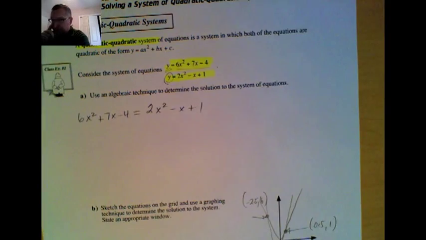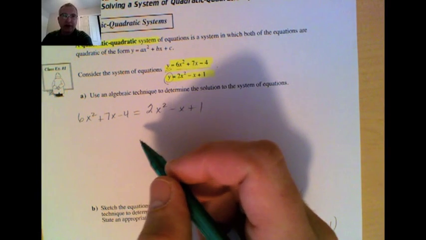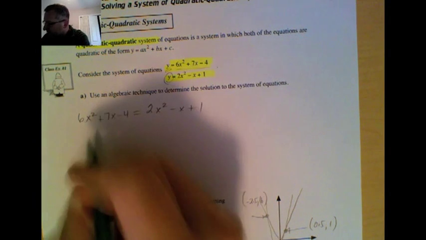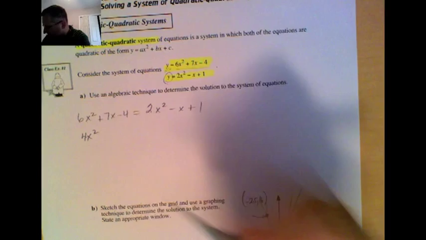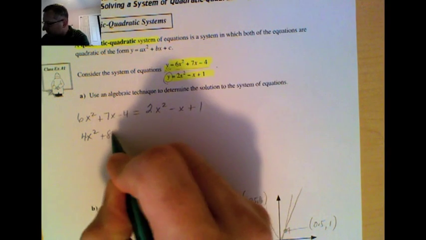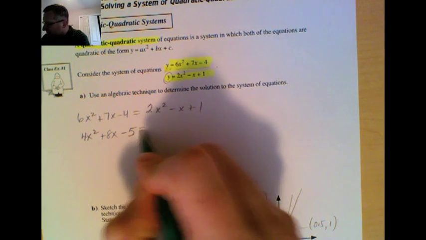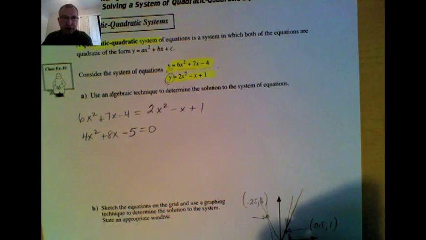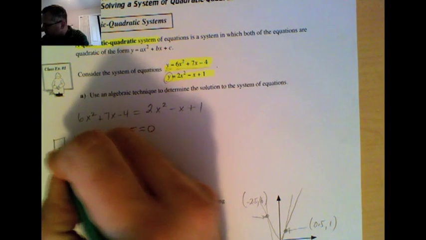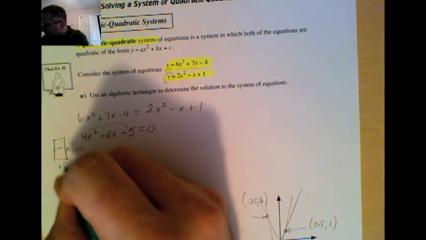So now we're going to form one single quadratic equation. We're going to subtract 2x squared from 6x squared, leaving us with 4x squared. We're going to add x to 7x and get 8x. And we're going to subtract 1 from negative 4 and get negative 5. So there's our quadratic. Now, we want two numbers that multiply to negative 20 and add to 8.